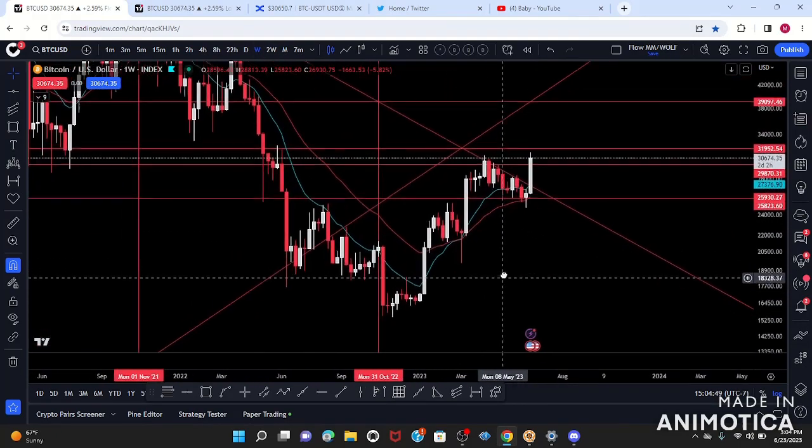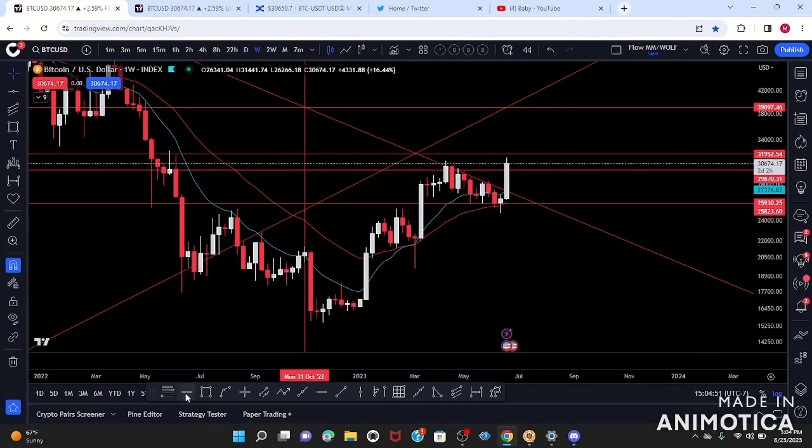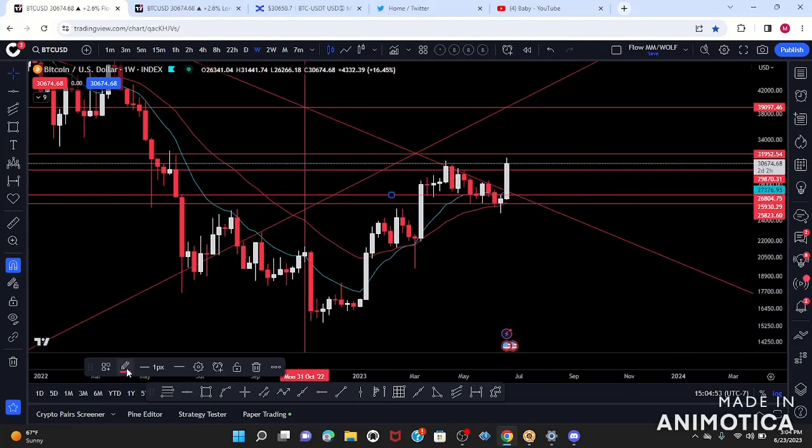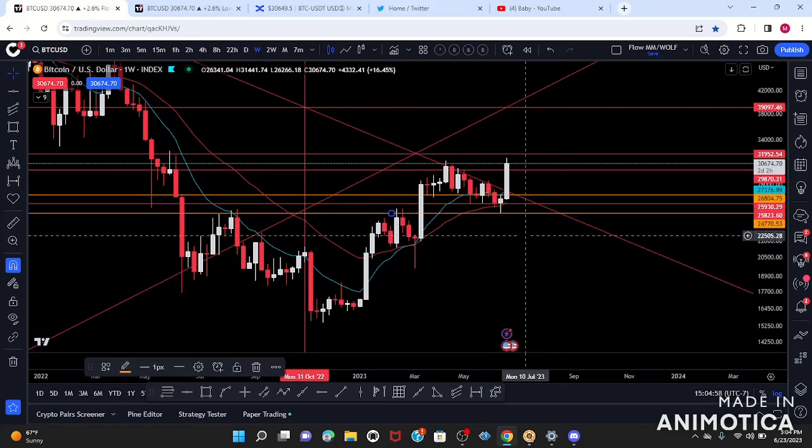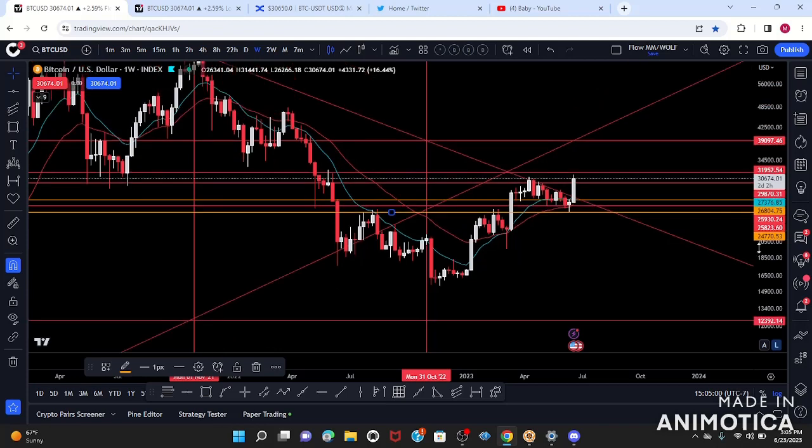Okay, on the weekly right here, we're going to set our range, previous candle, right? And the weekly are orange. I use the chakra colors, and I hope you're having a beautiful day. I hope you have a beautiful weekend.